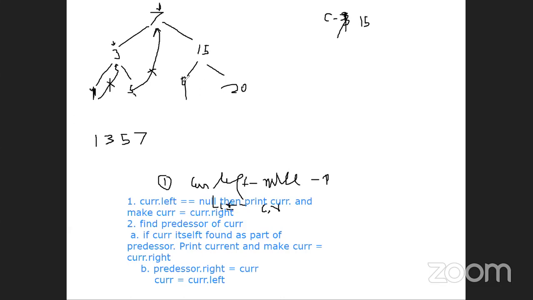Okay, so we were at 15. From 15, I have to find the predecessor. 15's left is not null, so I have to go to step 2, find the predecessor. I went to 9. From 9, I went towards right. I couldn't find anything, I found null. So that means I can make a connection between 9 and 15, and now my current will become 9. From 9, there is no left, so I can print 9 here and make my current again 15.